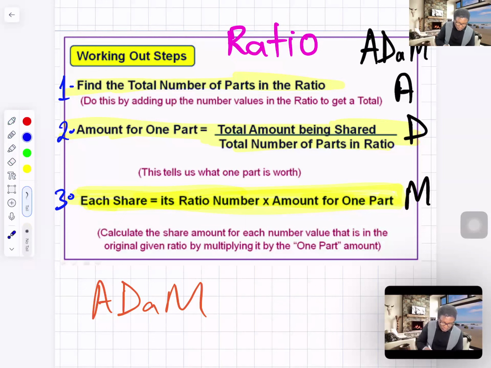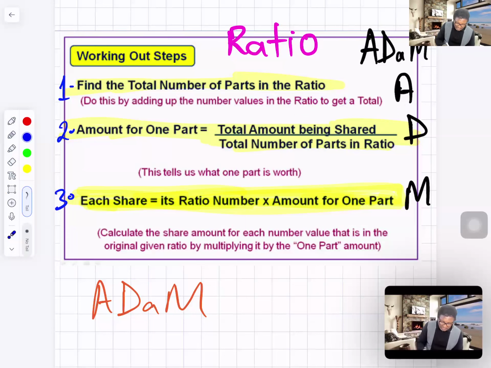Adam means we add the ratios. Find the total number of parts of the ratio. That means you add them. So if it was 3 to 5, you add 3 plus 5. And then you find the amount for 1 part, divide. So the total amount being shared over the total number of parts. So if there was 100 pounds, you're sharing to 10 parts, 100 divided by 10.